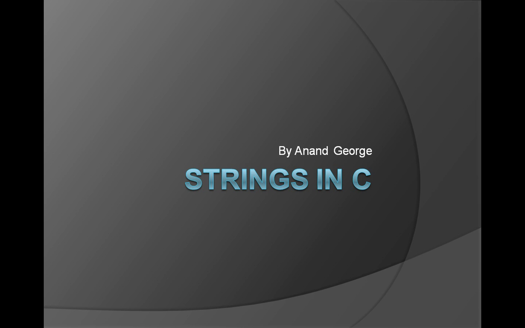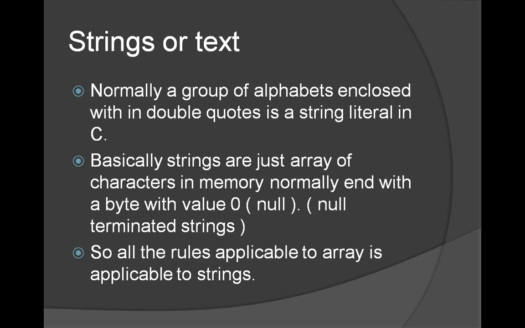In this presentation, we're going to discuss strings in C, or character arrays. Normally, a group of alphabets enclosed within double quotes is a string literal in C. Basically, strings are just arrays of characters in memory, normally ending with a byte with value 0 or null. This kind of string is also called a null terminating string.